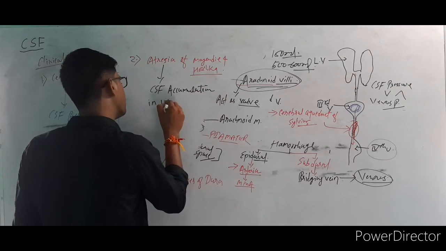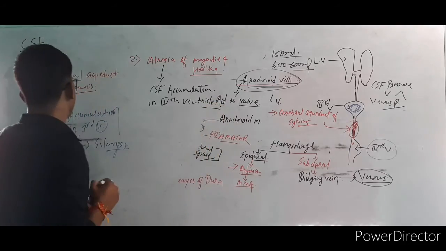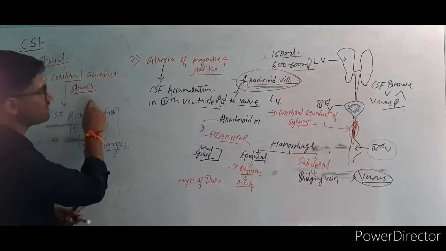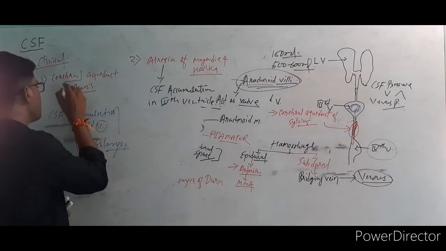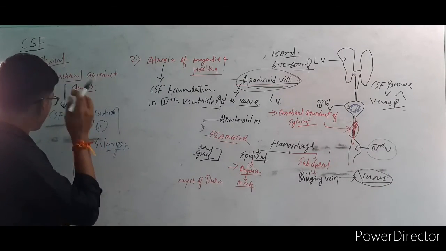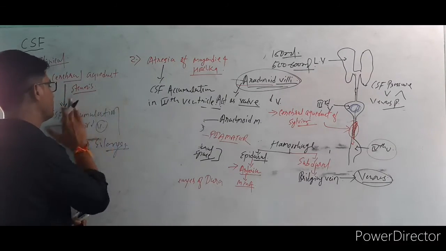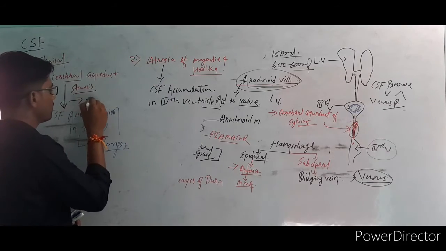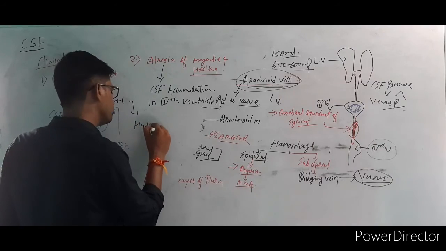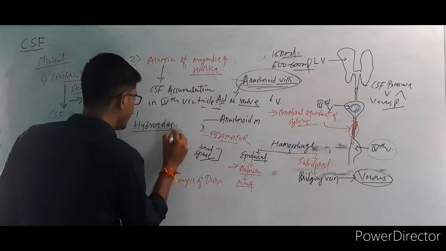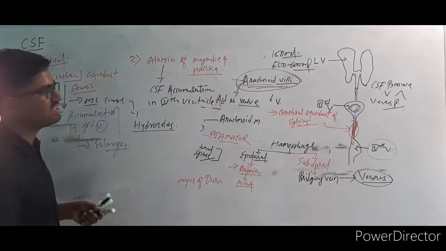Accumulation in the fourth ventricle. Cerebral aqueduct stenosis is the most common cause of hydrocephalus. Hydrocephalus means accumulation of fluid inside the ventricle.